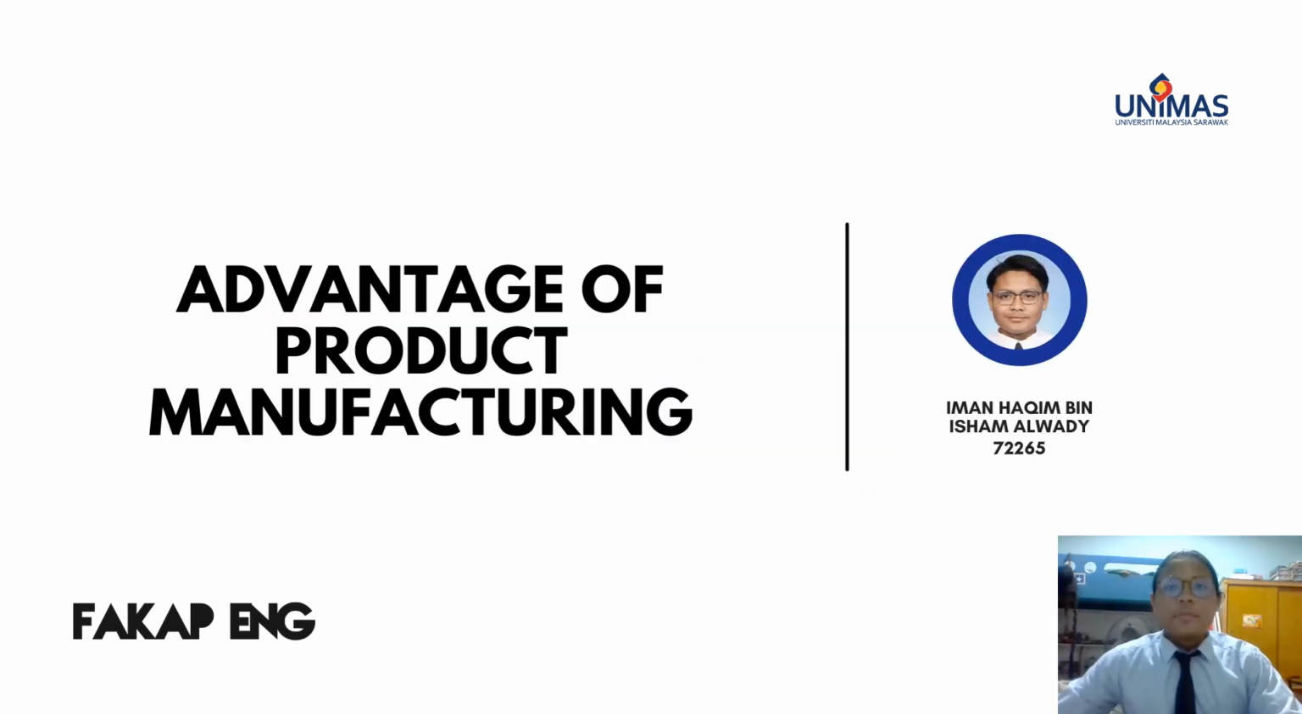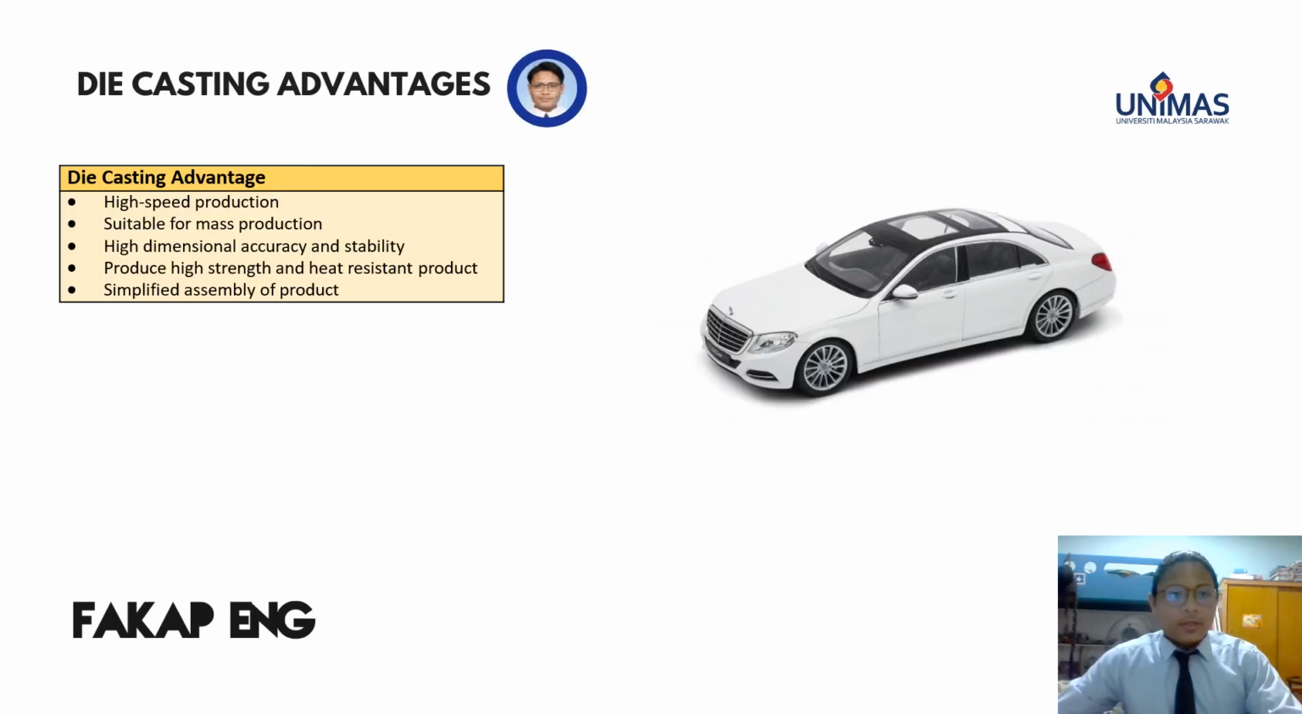I'm Iman Hakim, metric number 72265. I'll be presenting advantage of product manufacturing. So the first manufacturing process is die casting. The advantage of die casting is its high speed production, it is suitable for mass production, has high dimensional accuracy and stability, produces high strength and heat resistant product, and it allows for simplified assembly of product.